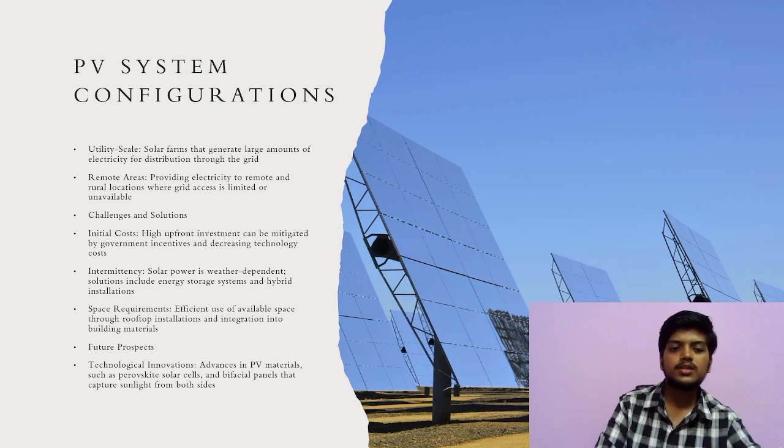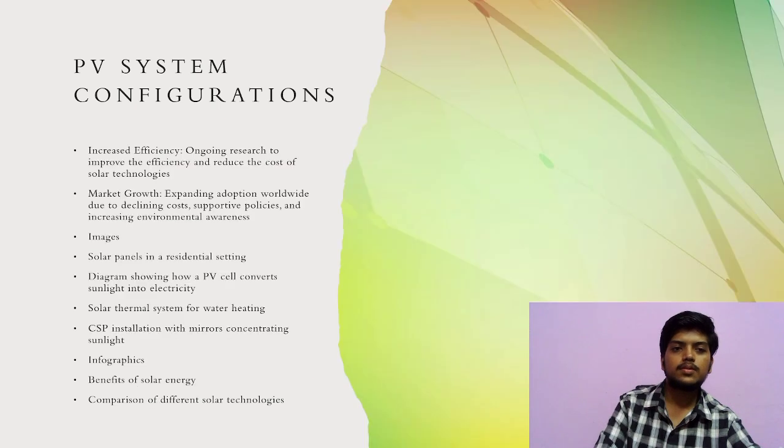Space requirement: efficient use of available space through rooftop installation and integration into building materials. Future prospects, technology innovation: advances in PV materials such as perovskite solar cells and bifacial panels that capture sunlight from both sides. Increased efficiency: ongoing research to improve efficiency and reduce the cost of solar technology. Market growth: expanding adoption worldwide due to declining costs, supportive policies, and increasing environmental awareness.